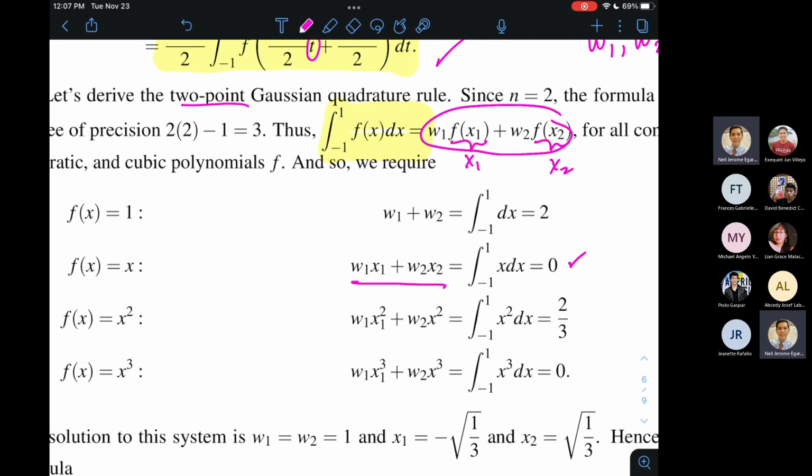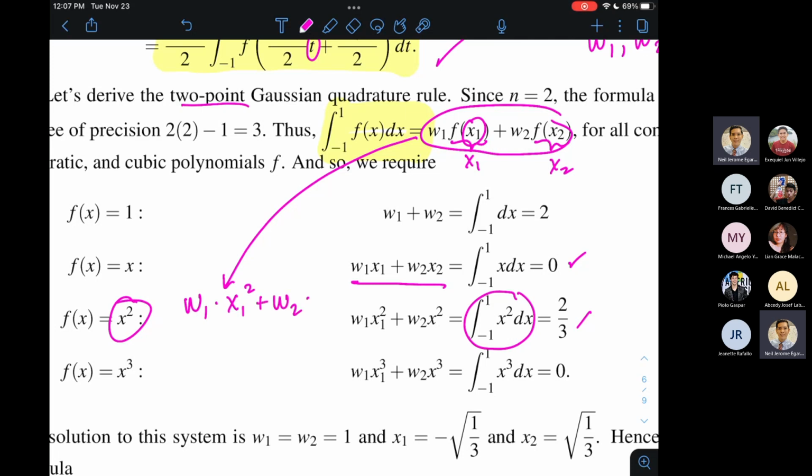Okay. Pero yung ating hinahanap na Gaussian quadrature rule ay dapat of degree of precision 3. So dapat kaya niya ring i-integrate nang eksakto yung polynomial x squared. Yung integral ng x squared from -1 to 1 ay equal kay 2/3. Tapos babalik na naman ako dito sa quadrature formula. Lahat ng f, papalitan ko ng x squared. So the first term will be w1 times x squared evaluated at x1. So that's going to be x1 squared, plus the weight on the second function value times x squared evaluated at x2. So we'll have that. Kaya meron tayo nito.